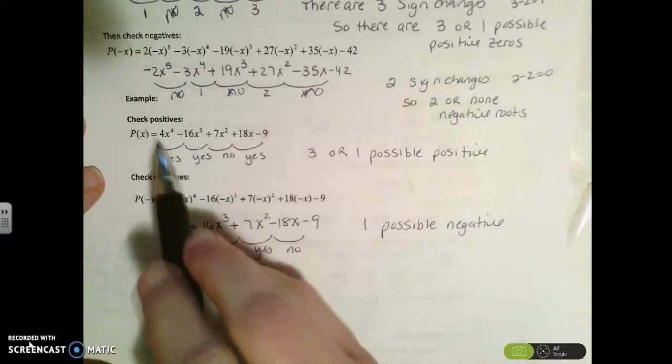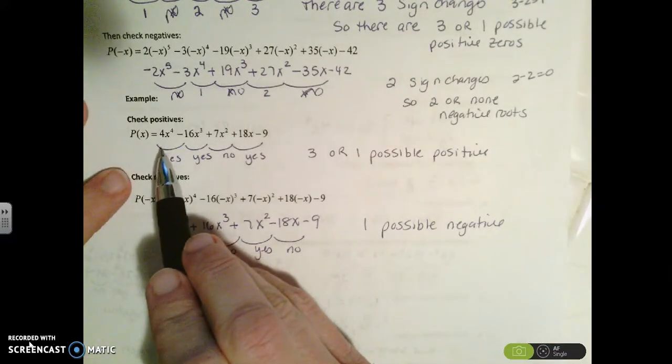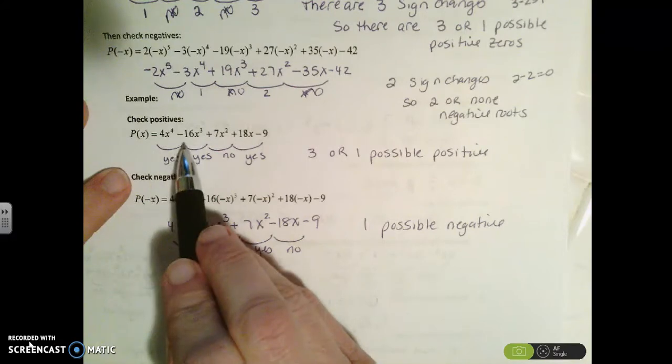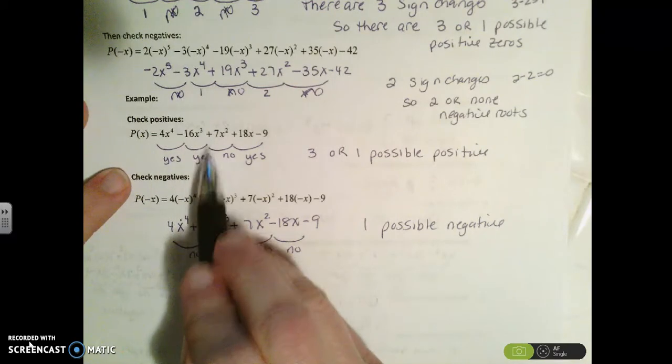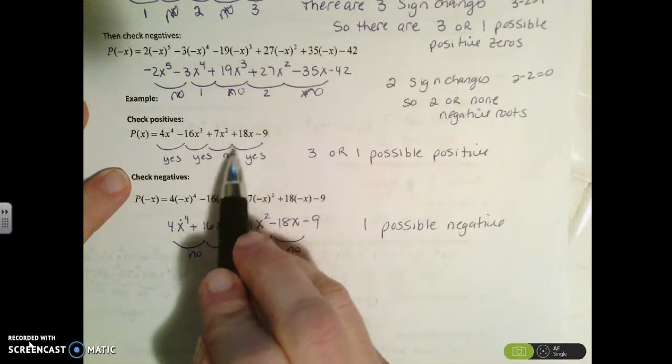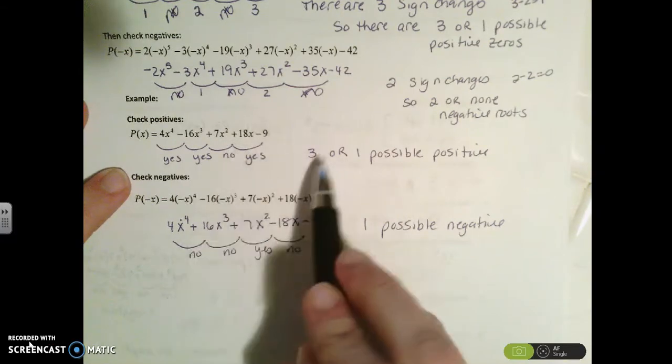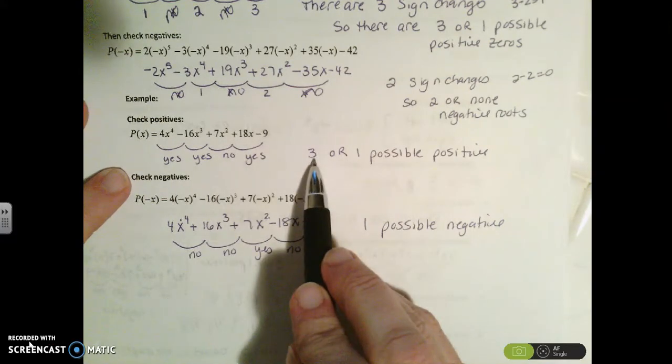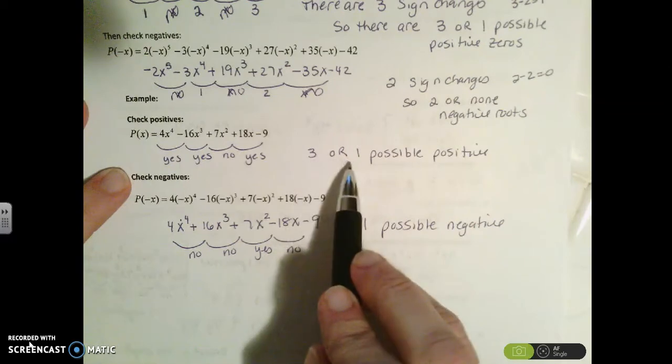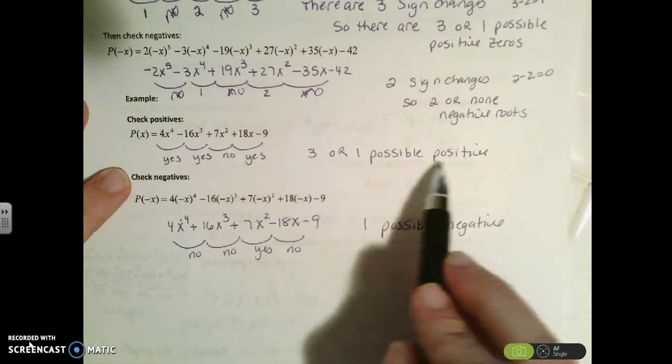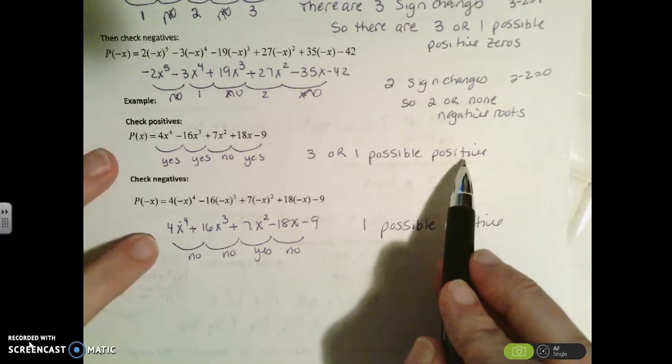Alright, so let's try this example. So again, we don't do anything to the polynomial, we just check it. So yes, there's a sign change. Yes, there's a sign change. No, there's not. Yes, there is. So there's 3 sign changes. So there's 3 or 1 possible positive roots.